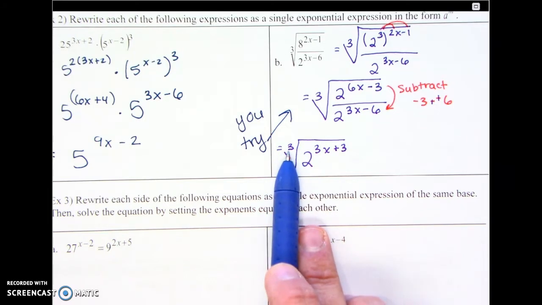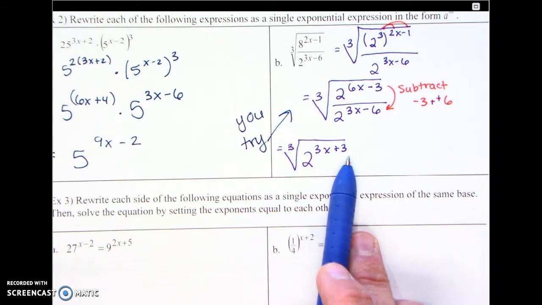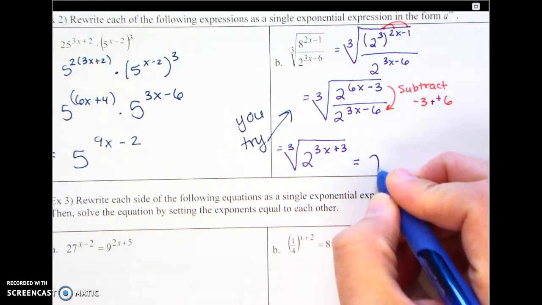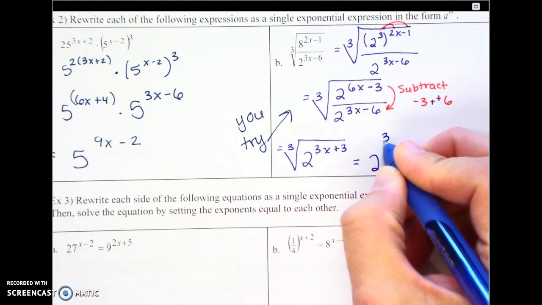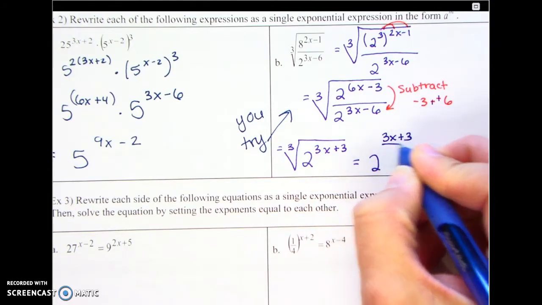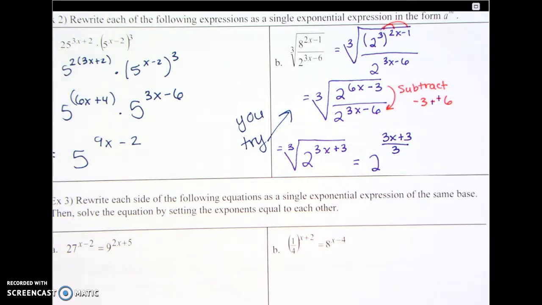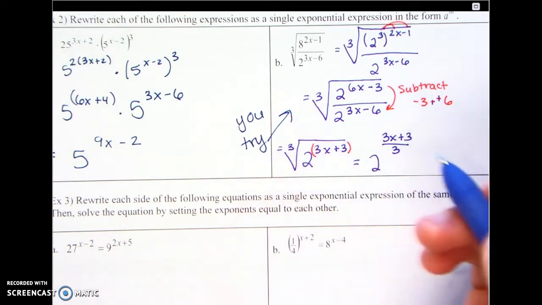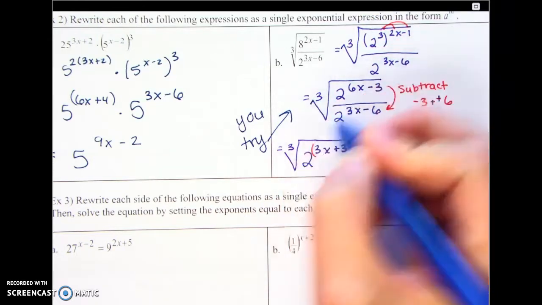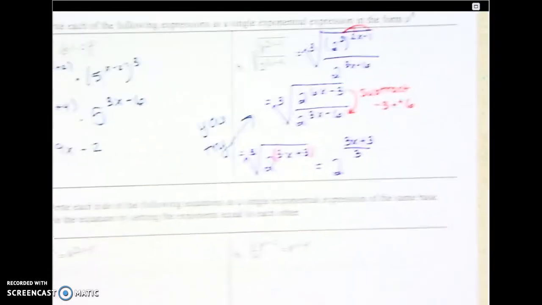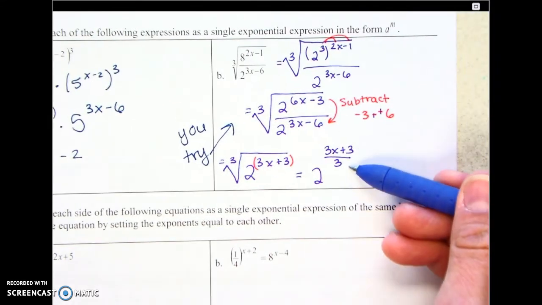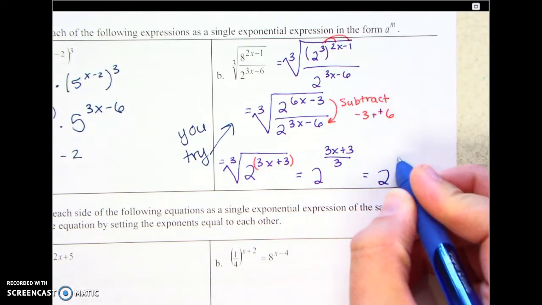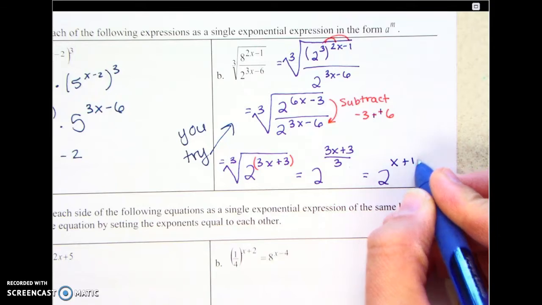Okay, do we see this root? Yeah, and we have a power. So what do we do with a power and a root? Power's on the top, root's on the bottom. So the power is 3x plus 3, and the root is 3. We go back and make this official. Then we look at this power divided by the root, and can we simplify? Yes, so we have 2 to the x plus 1.